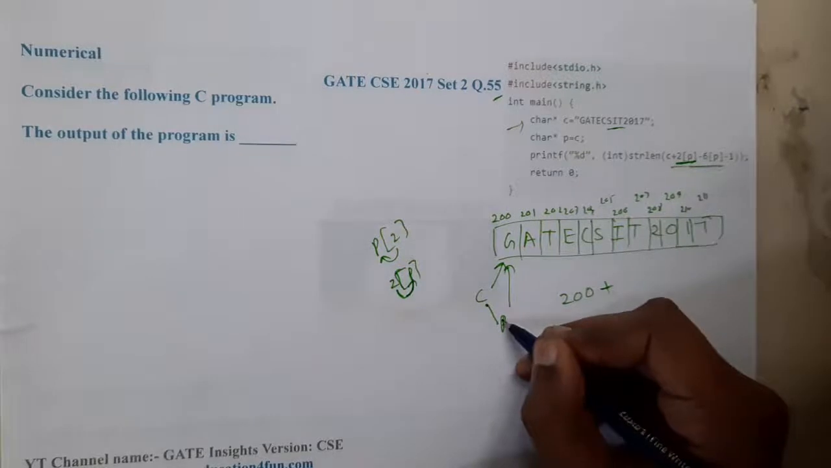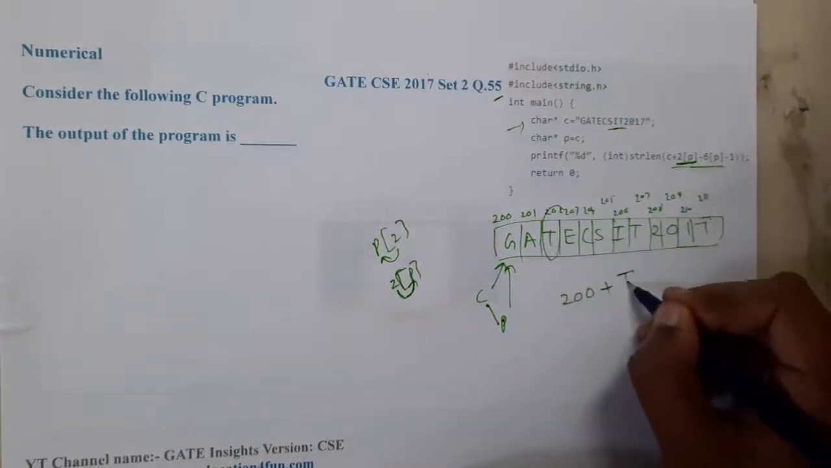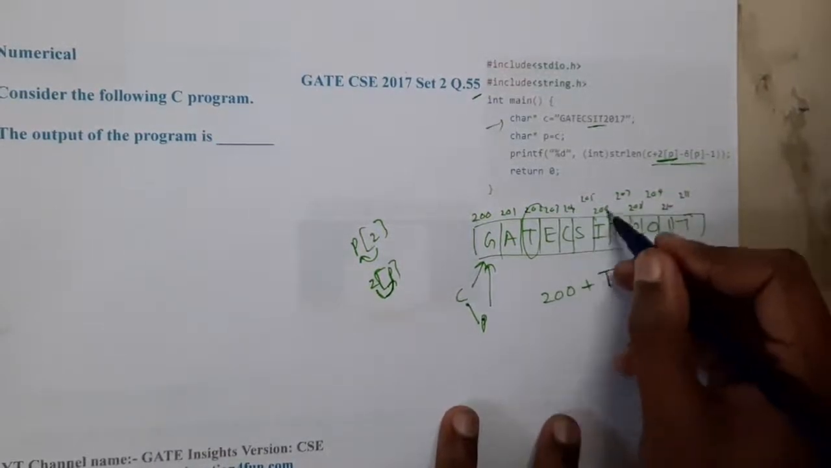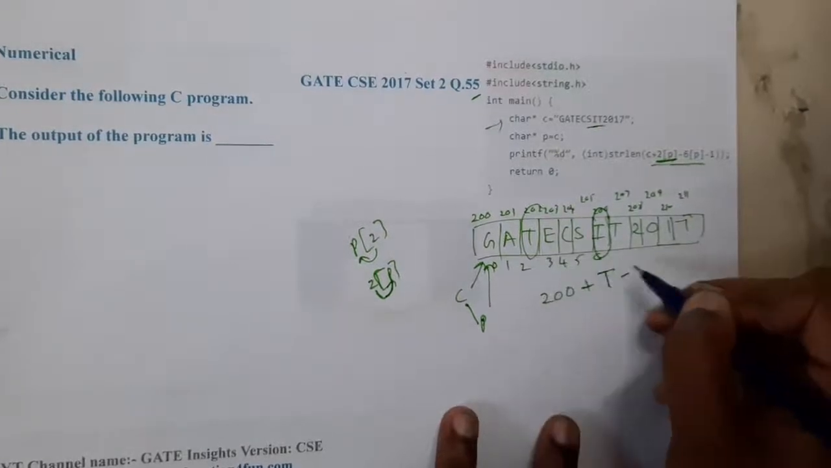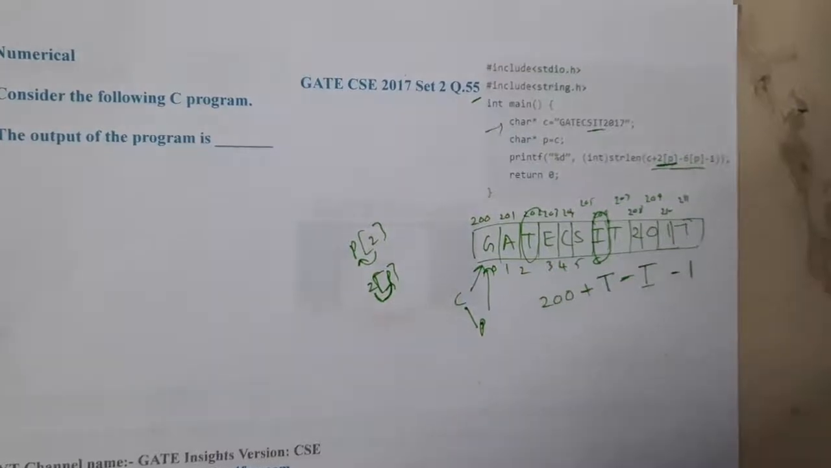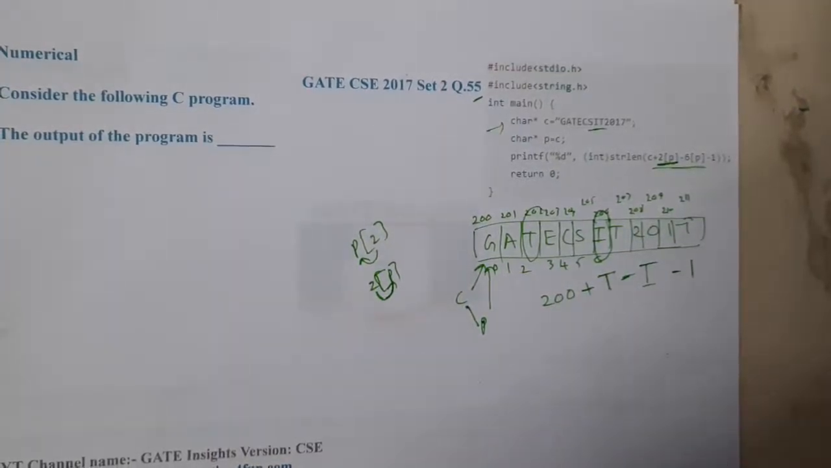So what will be the address, guys? It is nothing but T. Similarly, minus 6 of P: what is at the 6th location? It is nothing but I. Counting 0, 1, 2, 3, 4, 5, 6. So it is T minus I minus 1, and this is the final formula, which is the result.